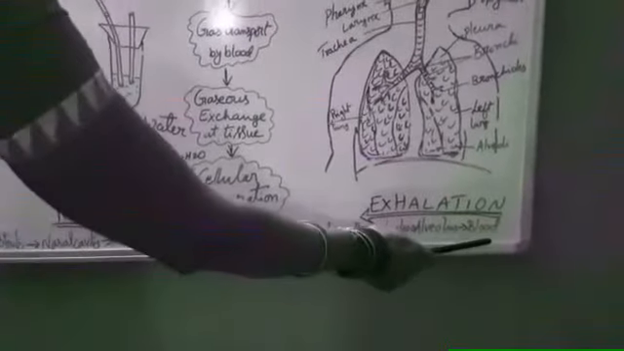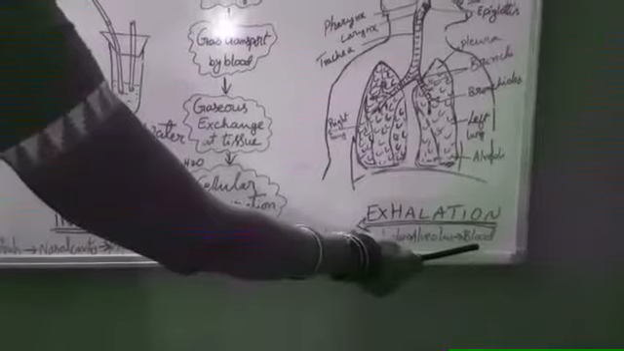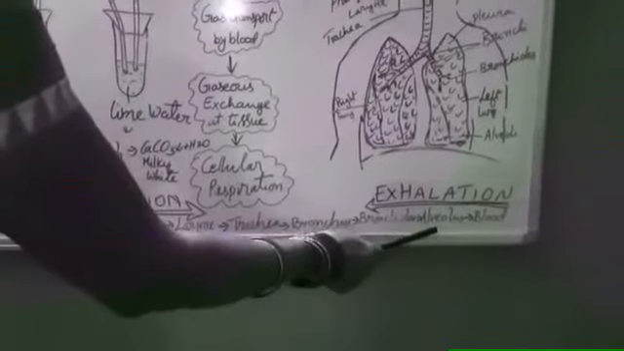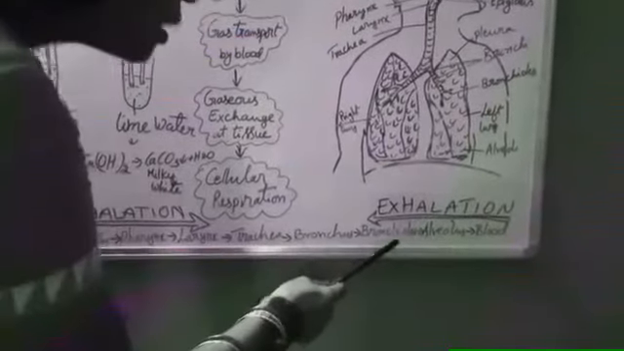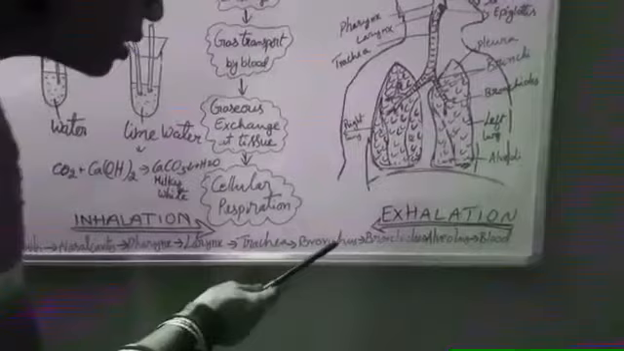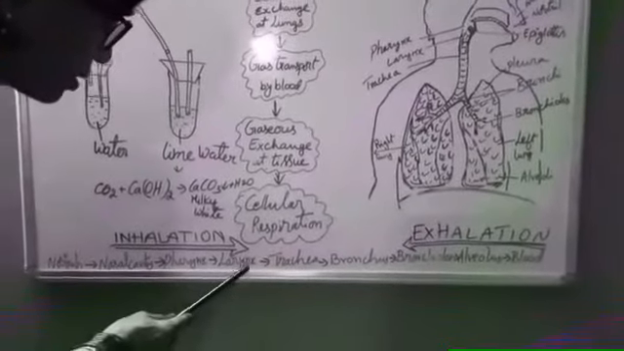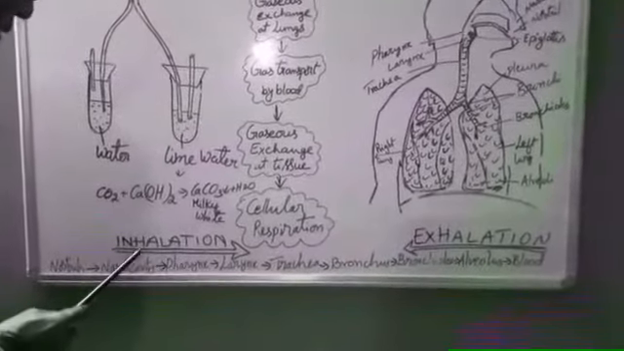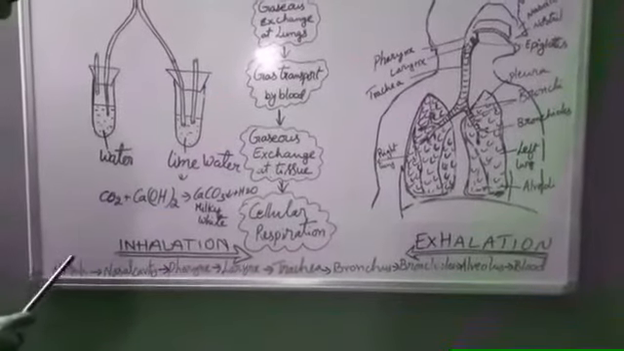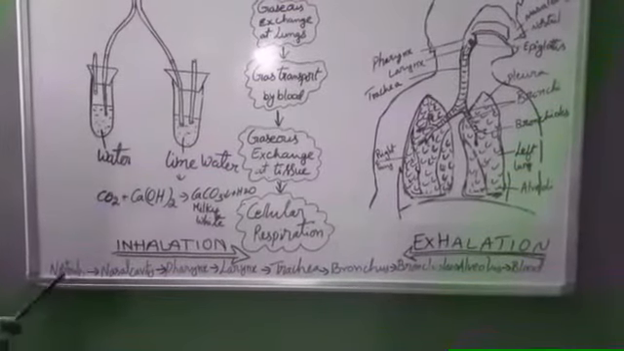During exhalation or expiration, carbon dioxide from the blood enters into the alveolus, then into bronchioles, then into bronchus, into trachea, into larynx, into pharynx, then the nasal cavity, and then through the nostrils it will be exhaled out.